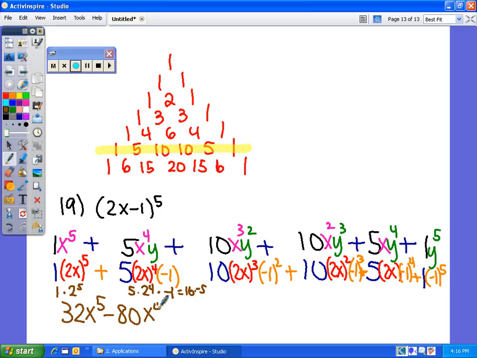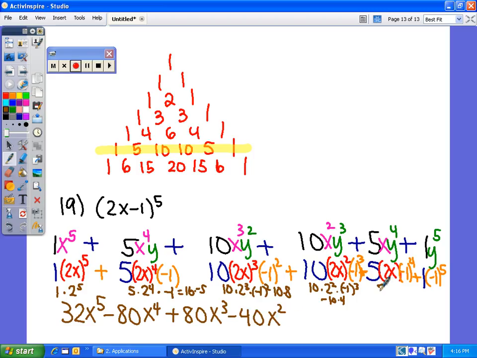So notice that I no longer have a plus, I have a minus. Okay, next I'm going to do 10 times 2 to the third times -1 squared. Well, -1 squared times 10, that's just 10. 2 to the third is 8. 10 times 8 is 80. Notice I now have a plus. Alright, next one. 10 times 2 squared times -1 cubed. Well, -1 cubed is -1. Times 10 is -10. Times 4 is -40.